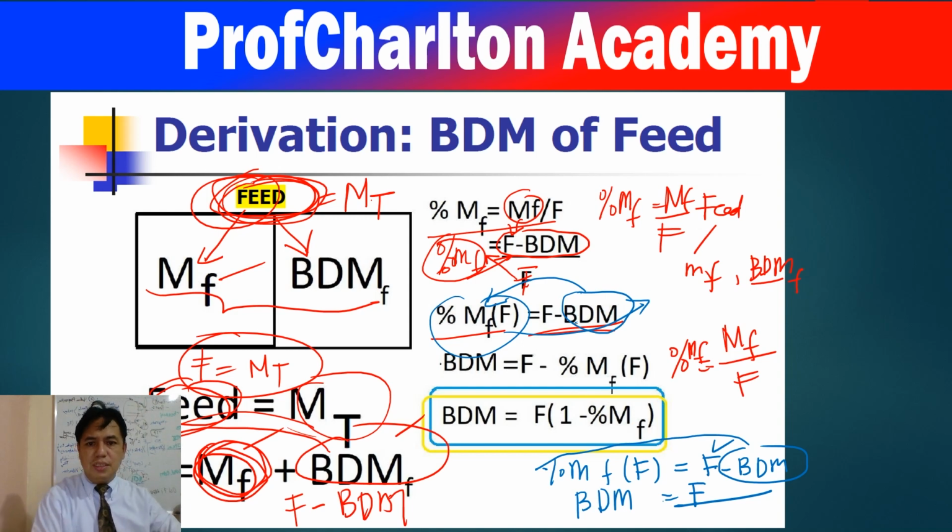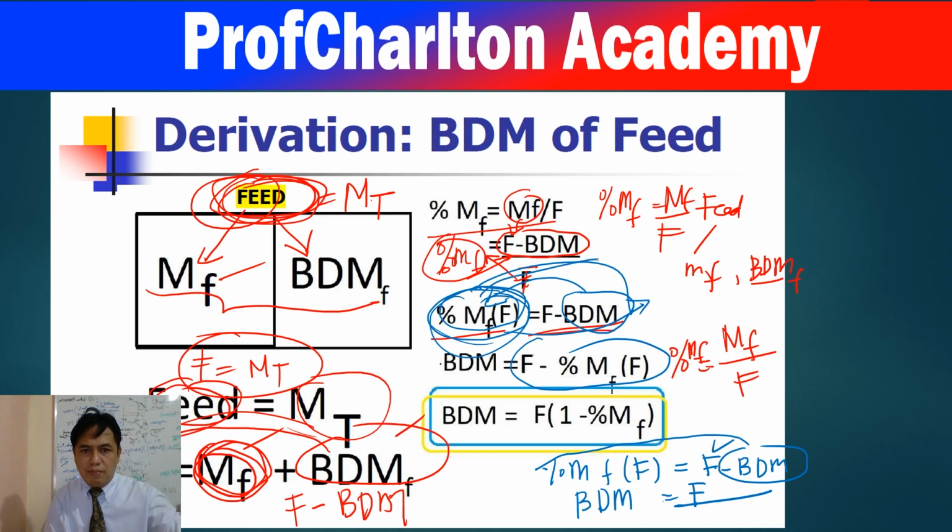So after this, BDM equals F, then minus, we have to transfer this now. So this, we have to transfer on this, so it will become minus. So F minus BDM, right? So BDM will be there, and then F minus percent MF. So this thing here is coming from here, right? So this whole thing here, we have to transfer there, and this negative BDM we have to transfer there. So it's like just an exchange of place.